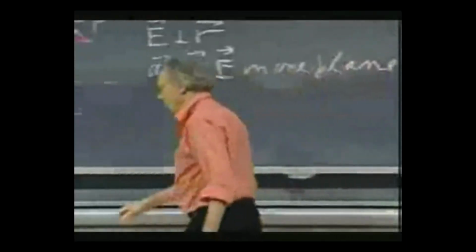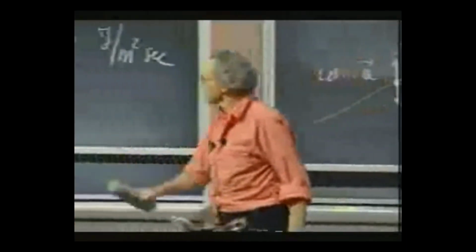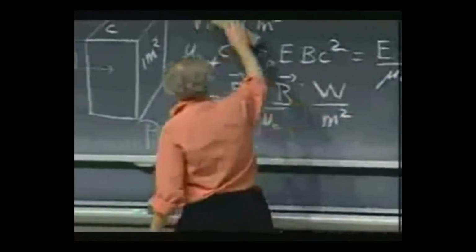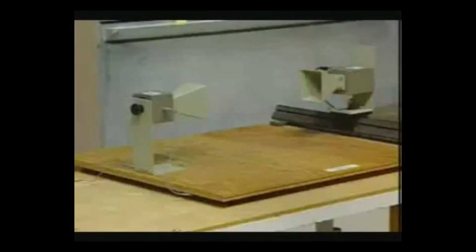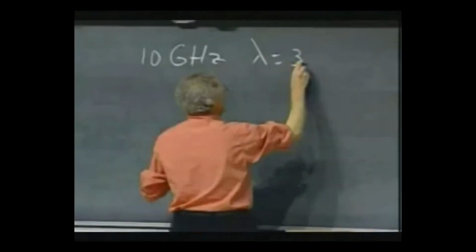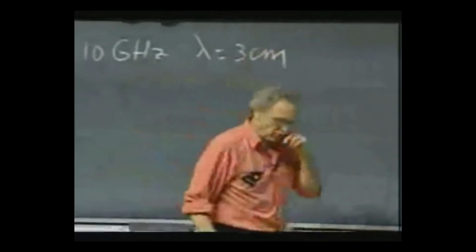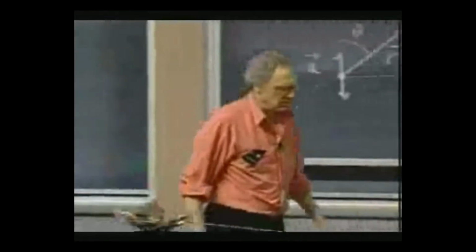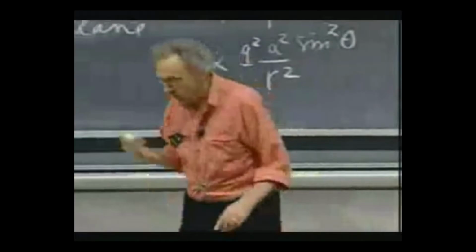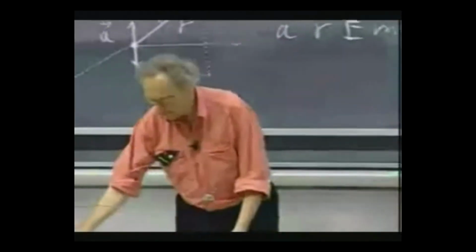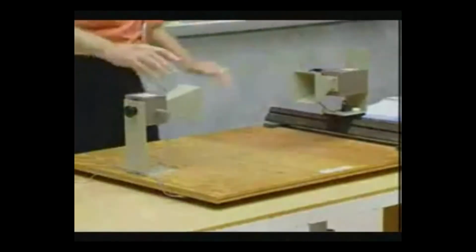demonstrations. I have here a transmitter which transmits at 10 gigahertz. That is a wavelength of 3 centimeters. You wouldn't call that radio, you would call that radar, but that's just a matter of names. And we have also a receiver. We have a transmitter and we have a receiver. The transmitter is here, and the receiver is here.